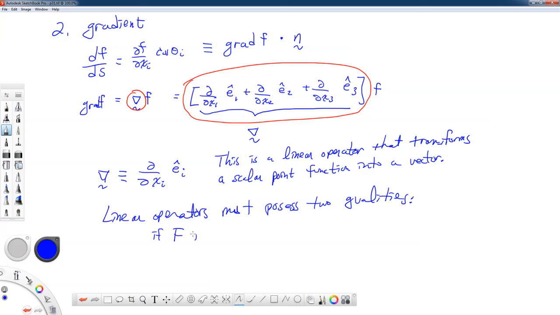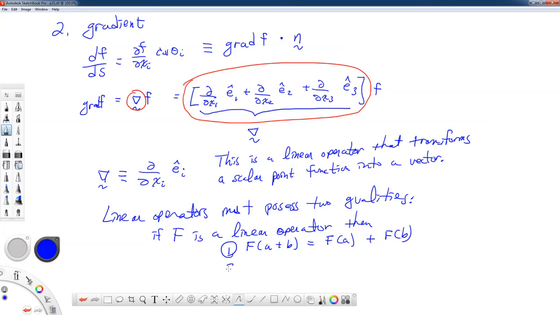If f is a linear operator, whatever f is, in this case it's the specific del that we have, then first of all, if we take that operator and operate it on two scalars, a plus b, then we have the same result as if we operated on those two scalars independently and then added the result. f of a plus b is equal to f of a plus f of b.